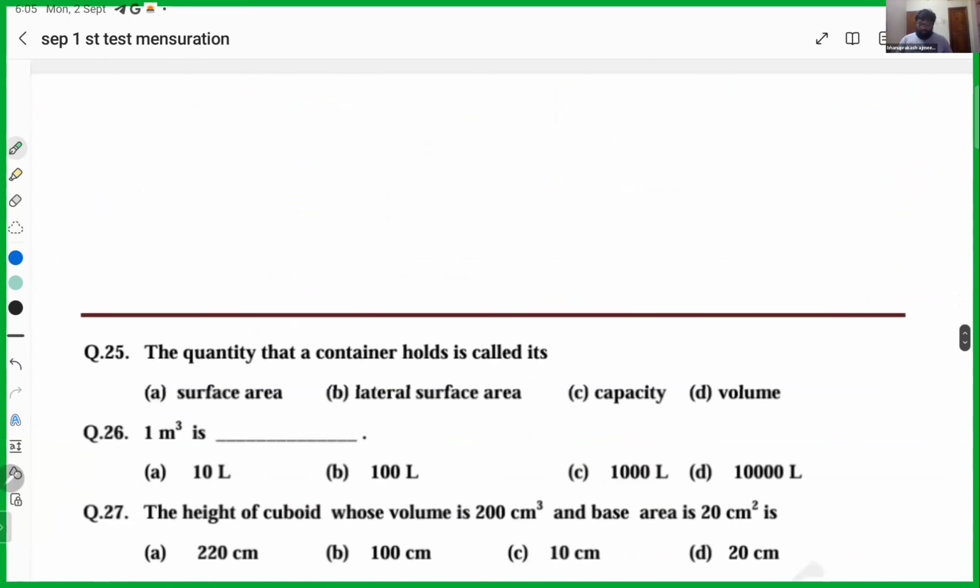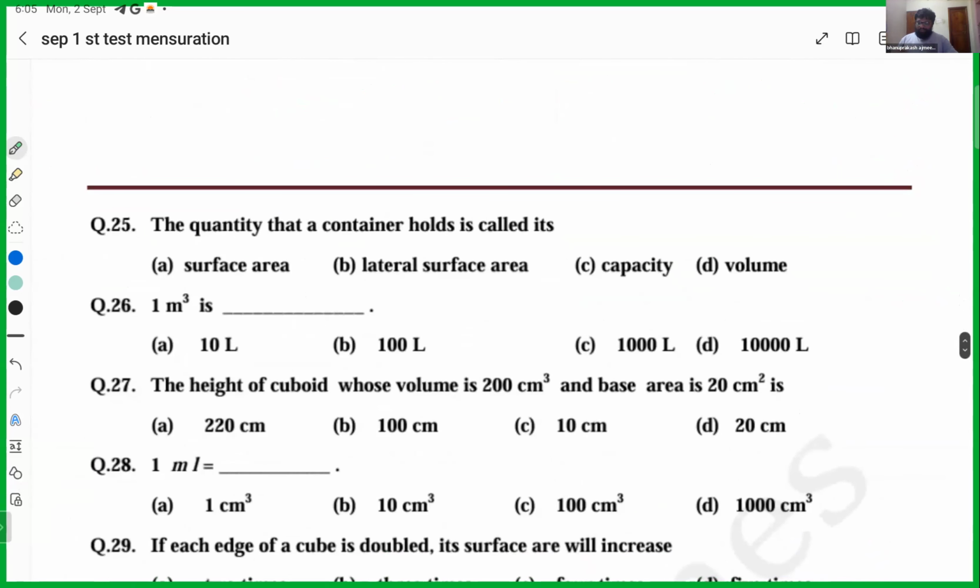Next, coming to the 25th: the quantity that a container holds is called as? Capacity, sir. Capacity is absolutely wrong; it is completely a wrong term in mathematics. Is it volume? Your water bottle, you say what is the volume. If you purchase a cold drink, it's mentioned that the volume is 500 ml, volume is 250 ml. Any cold drink is defined in ml and mentioned as volume. So the answer for this is volume.